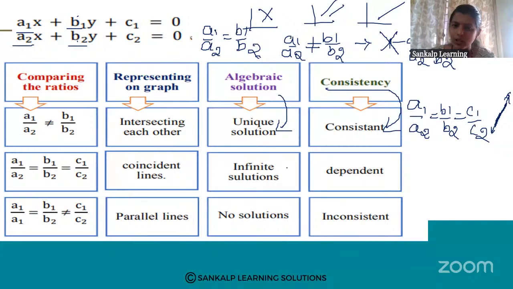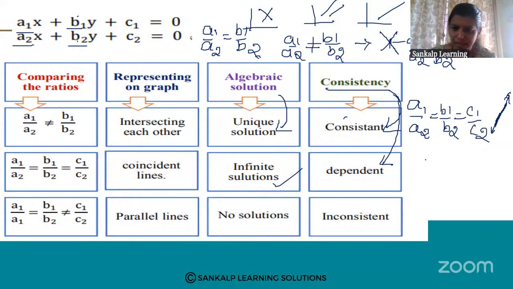Next, algebraic solution: how many solutions does it have? It has infinite number of solutions. Okay. See, this is very, very, very important. Infinite solutions, unique solutions, no solutions. Okay. So the pair is dependent. How are the pairs? The two pairs are dependent. One depends on the other. Dependent on each other. So dependent.